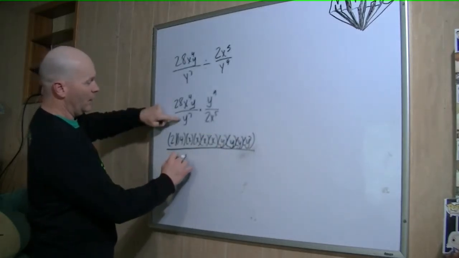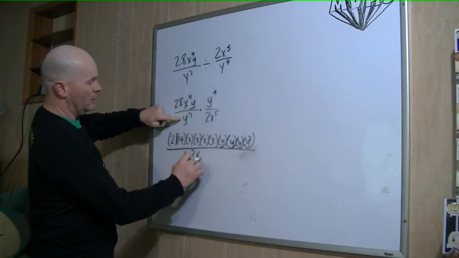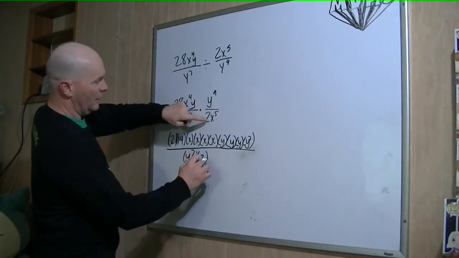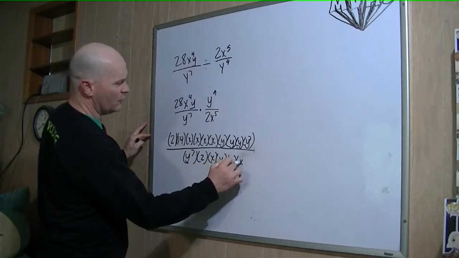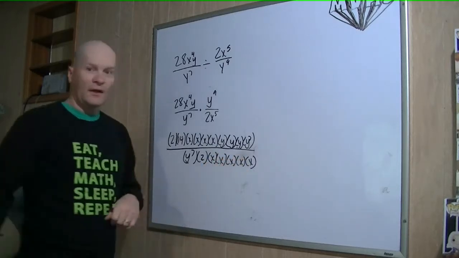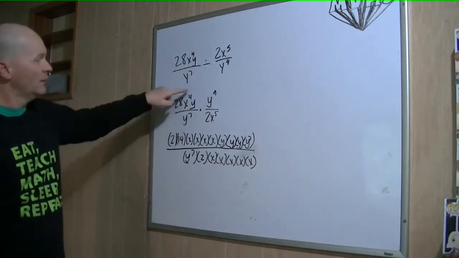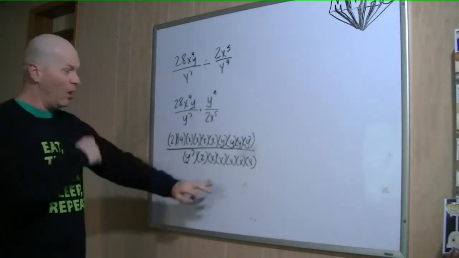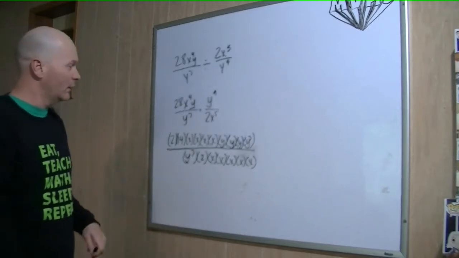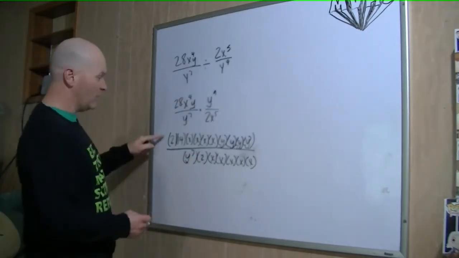And then over here I got a y to the 7th. And I got a 2. And I got x times x times x times x times x. Okay, there's lots of shortcuts for multiplying and dividing exponents. If you remember those from Algebra 1, or if you figure them out, you can do this quicker. But I'm writing it out so it makes more sense to you guys.